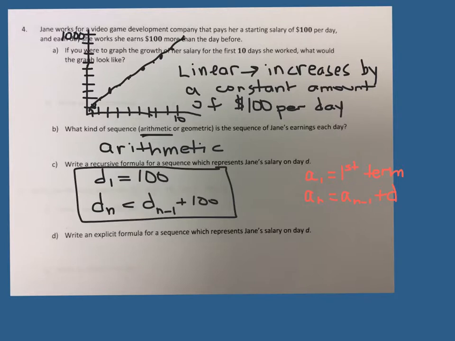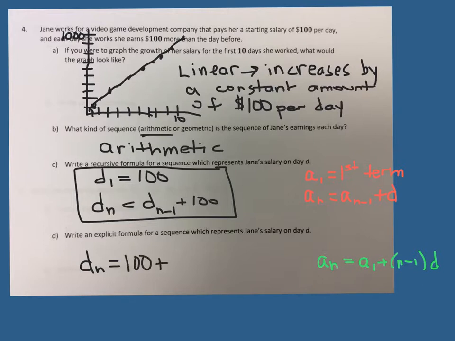Now, in part D, they want us to write an explicit formula to represent Jane's salary on day D. All right, well, over here in this green pen, I wrote down from the previous page what the explicit formula is for an arithmetic sequence. All right, so a sub n, so I'm going to use d sub n because they're telling us here to use day d. So d sub n is equal to. Now a sub 1 would be the salary she makes on the first day. That would be her first term, so that would be $100. So we'll put 100.